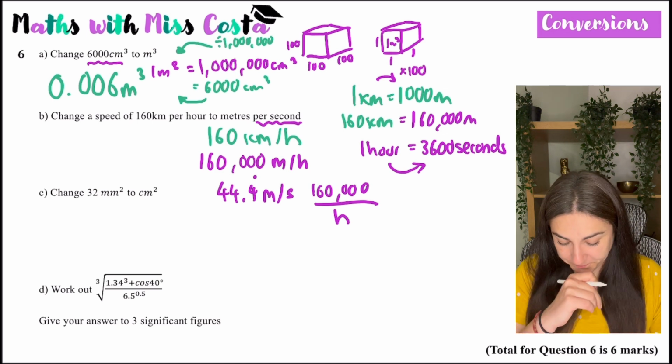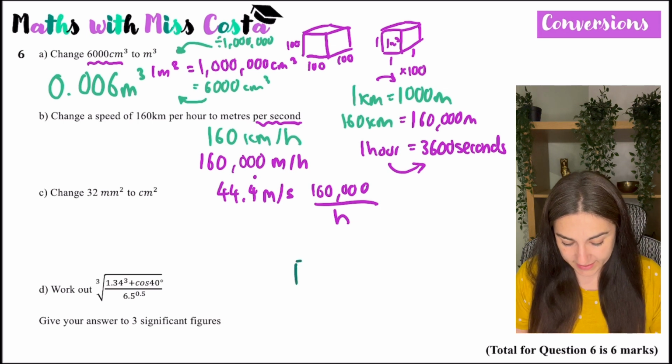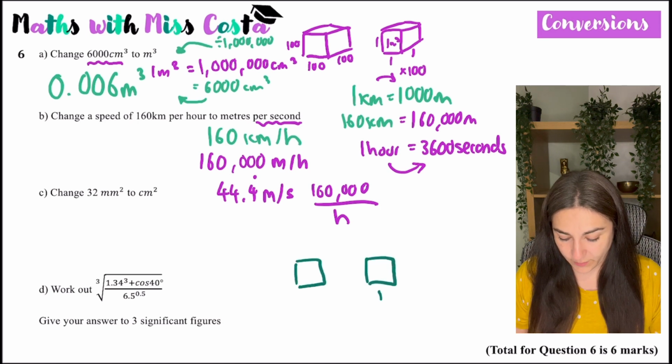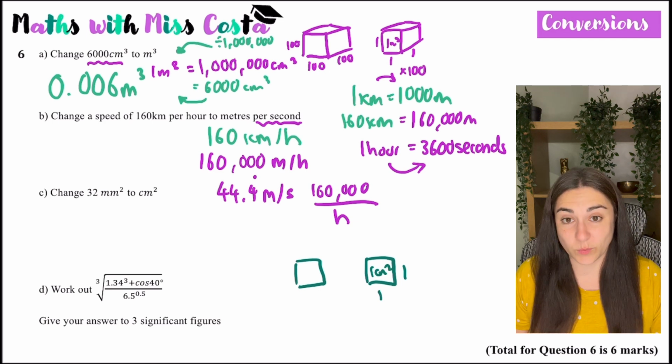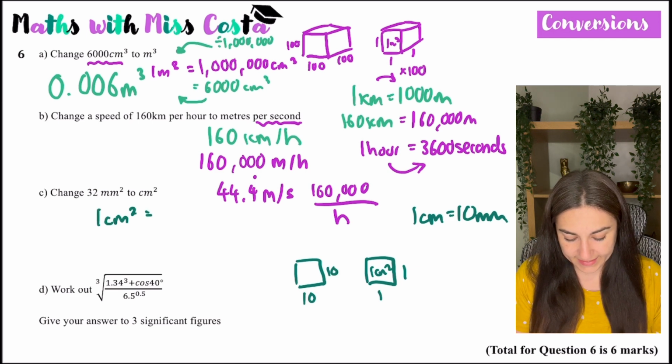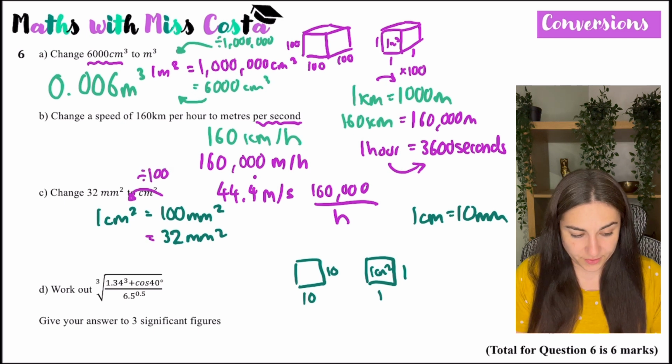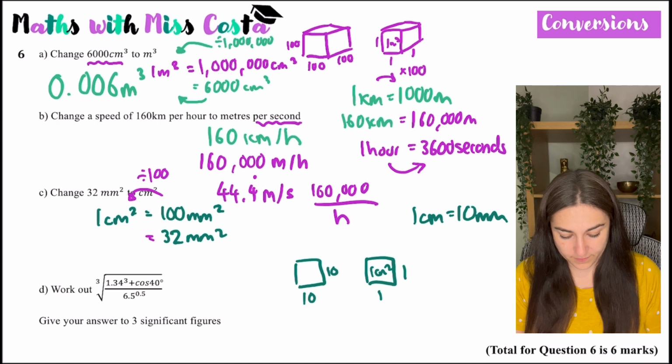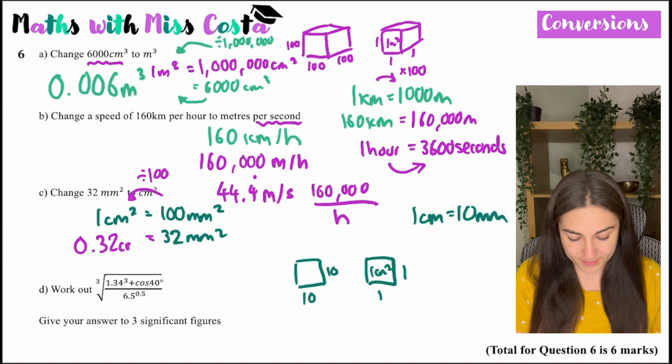Next question is change 32 millimeters squared to centimeters squared. So once again, just draw yourself a square and think about it. 1 centimeter squared is 1 times 1, but 1 centimeter is equal to 10 millimeters. So 1 centimeter squared is actually 100 millimeters squared. So 32 millimeters squared, what do I do to go from millimeters to centimeters? I divide by 100. So 32 divided by 100 is going to give me 0.32 centimeters squared.